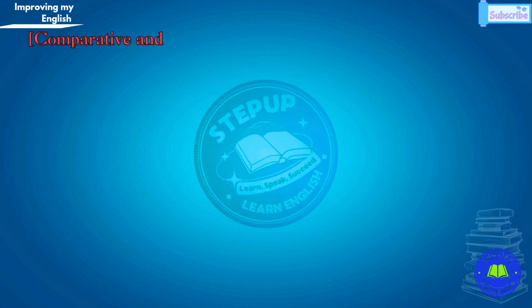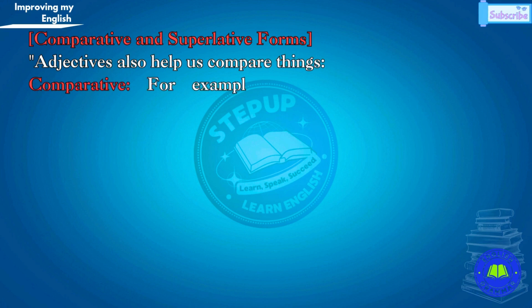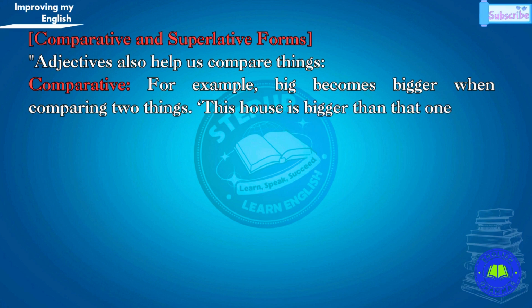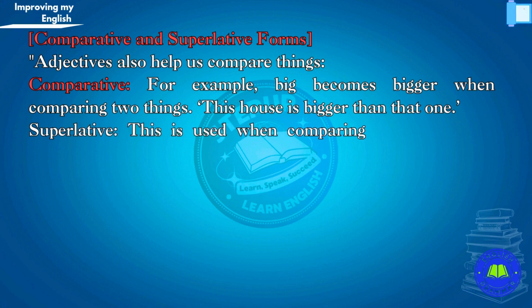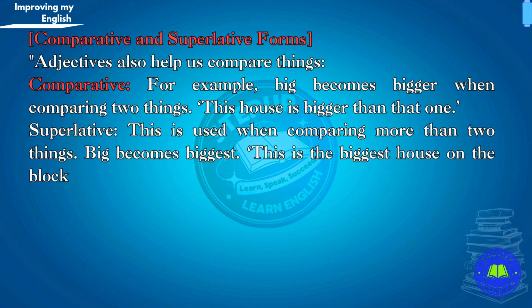Comparative and superlative forms. Adjectives also help us compare things. Comparative. For example, big becomes bigger when comparing two things. This house is bigger than that one. Superlative. This is used when comparing more than two things. Big becomes biggest. This is the biggest house on the block.